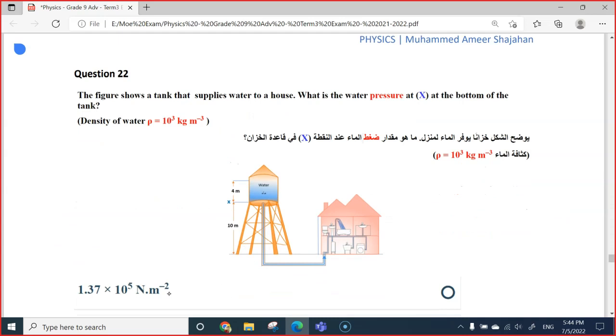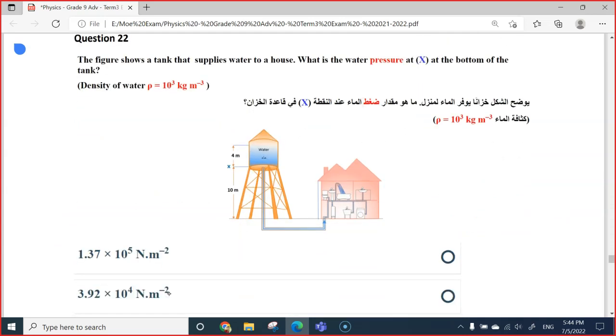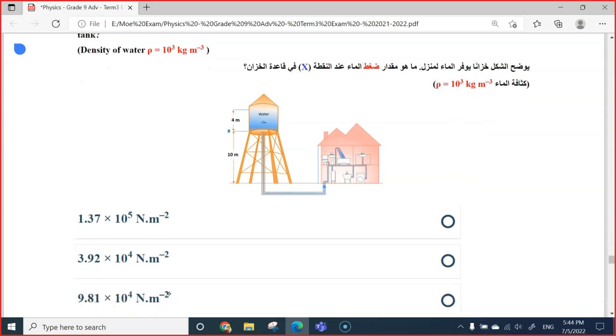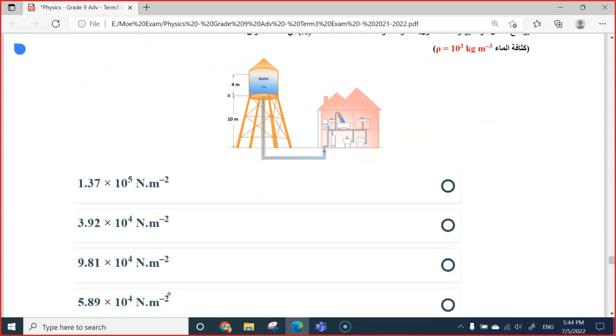Question number 22. The figure shows a tank that supplies water to a house. What is the water pressure at point X, at the bottom of the tank? The equation to calculate water pressure or liquid pressure is equal to h times rho times g, where h is the depth, rho is the density, and g is the value of gravity, that is 9.8.